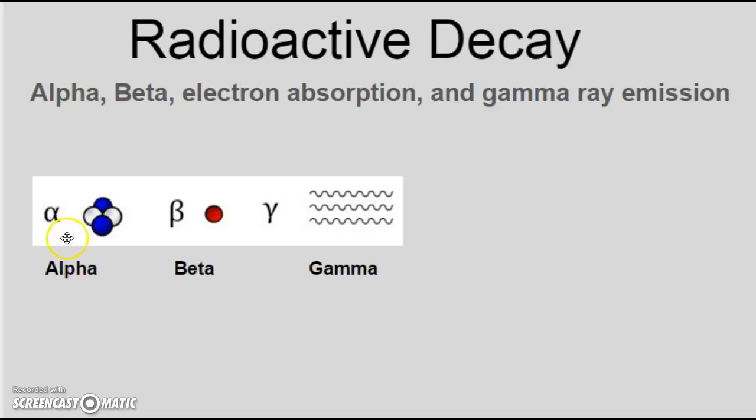So when we use the symbol alpha, it'll look like this. We're talking about a helium nuclei. When we talk about beta, we're talking about an electron. We talk about gamma, we'll look at these waves here, these high energy, highly deeply penetrating waves.